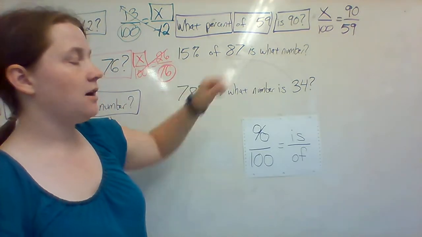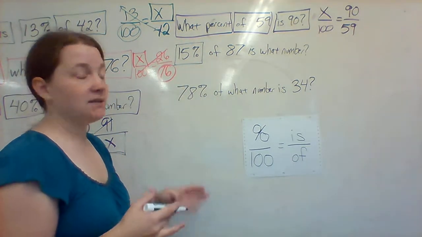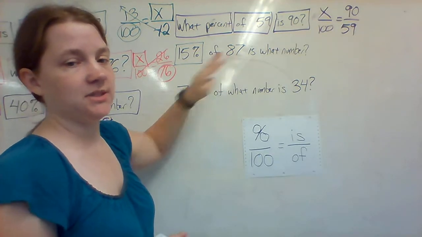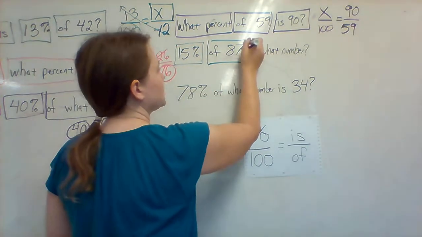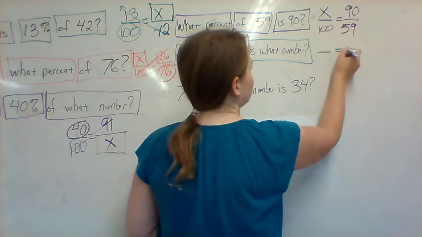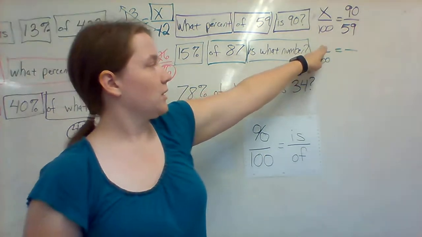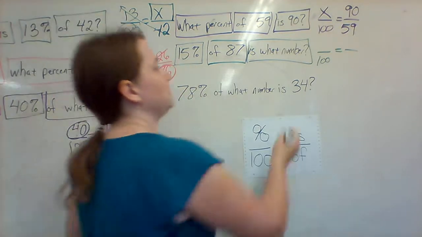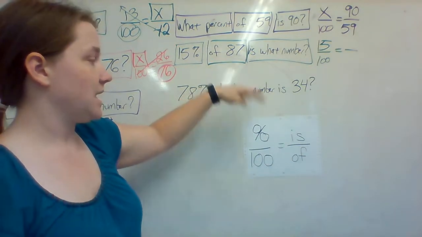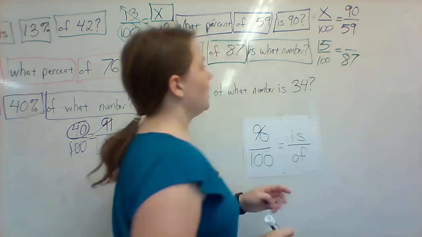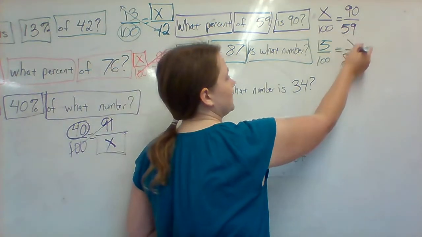We have 15% of 87 is what number? 15%, right there. The next thing we have is of 87. The only thing of can be attached to is 87. Then it says is what number. That's the only thing left. Let's connect those. So for our percent over 100 equals is over of, what goes in the percent spot? That 15. Of 87, that should be on the bottom, so we're going to put 87 on the bottom. Then we don't know what number is going to be up here yet, because we haven't cross multiplied and divided, so I'm going to put an X there.